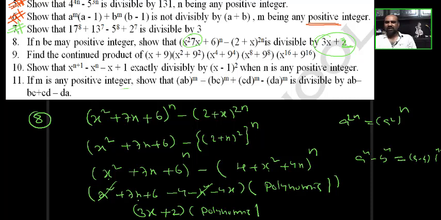So 3x plus 2 is some polynomial. What is the meaning of that? This equals 3x plus 2 into some polynomial, meaning that expression is divisible by 3x plus 2. That you should write last.